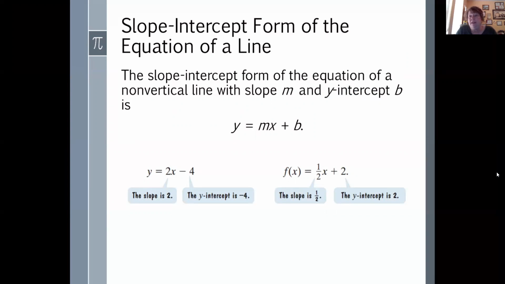This second equation, we did write this in terms of a function. All lines except vertical lines are functions. A vertical line fails the vertical line test spectacularly. So a vertical line is not a function. So we could write this linear equation using our function notation, f of x equals 1/2 x plus 2. So the number I'm multiplying times x is 1/2, so the slope of this line is 1/2. The constant that I'm adding to that term is 2, so the y-intercept is 2.